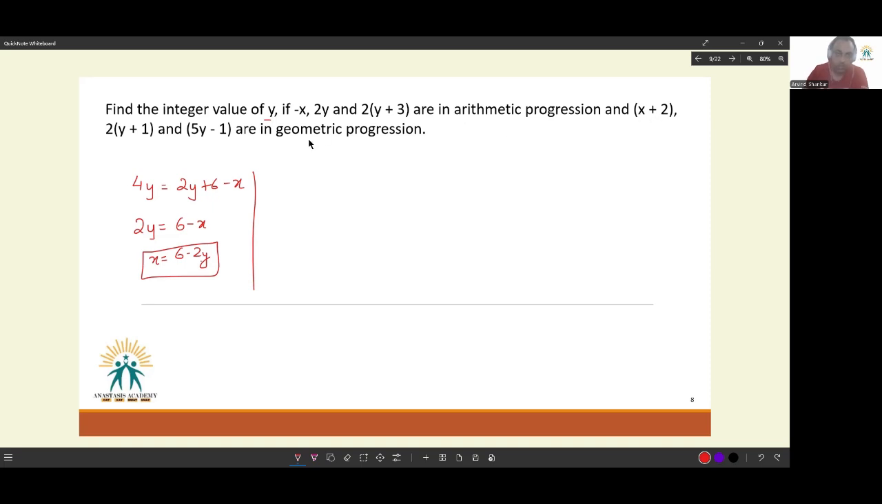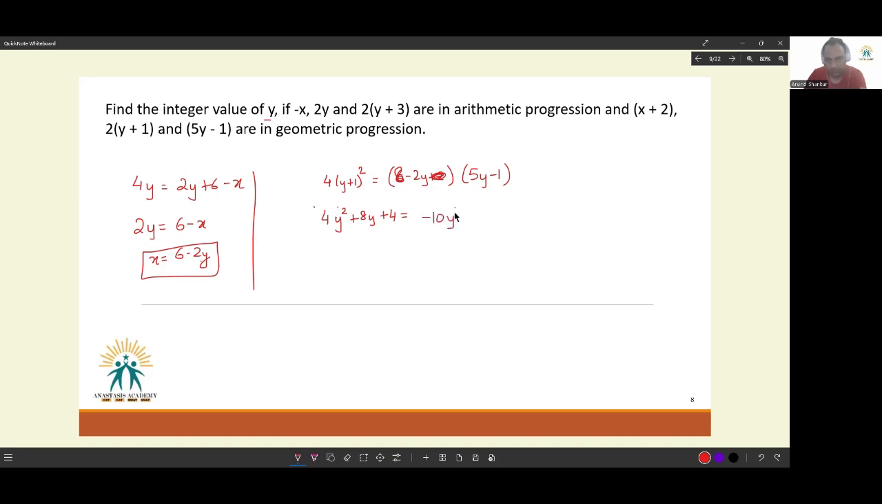Now from the GP relation, the square of the middle term should be equal to the product of the extremes. So I have 4 into y plus 1 whole square should be equal to x plus 2, which is 6 minus 2y plus 2, into 5y minus 1. Absolutely wonderful. So let's work our magic further. You'll get 4 times y square plus 2y plus 1 is equal to, this is 8 minus 2y, let me write it as 8 minus 2y, so multiplication is easier to accomplish.